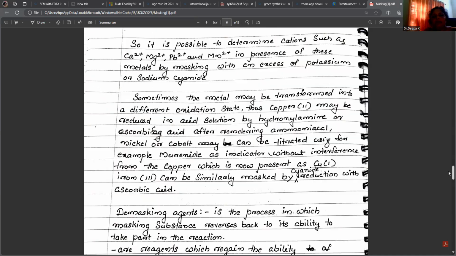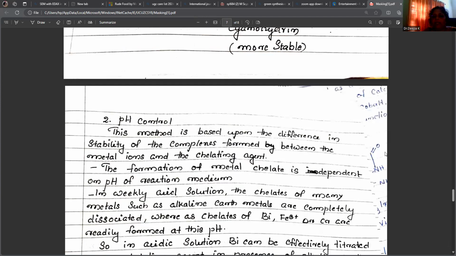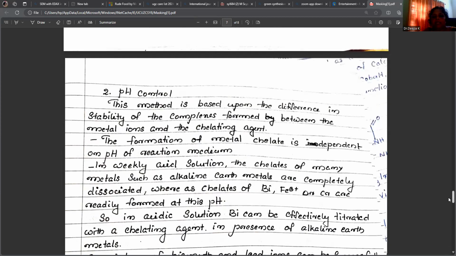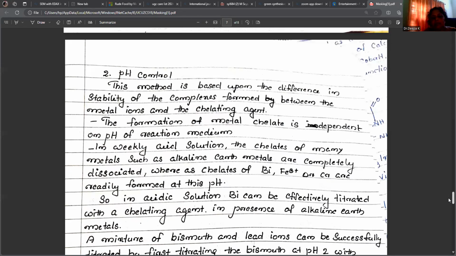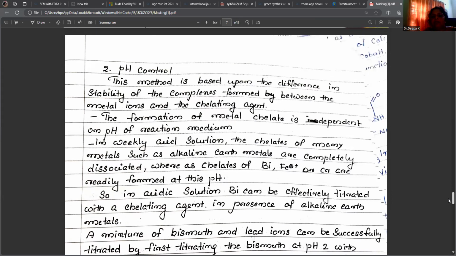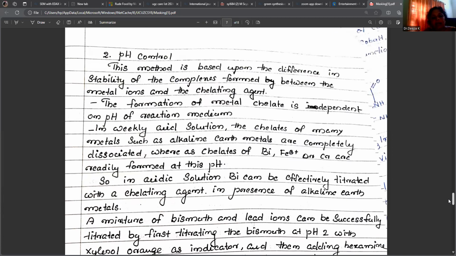The other method to increase selectivity is pH control. This method is based on the difference in stability of the complexes formed between the metal ions and chelating agents. The formation of metal chelate depends on the pH of the reaction medium. In a weakly acidic solution, the chelates of many metals such as alkaline earth metals are completely dissociated, whereas chelates of bismuth, Fe3+ or chromium are readily formed at this pH. So in acidic solution, bismuth can be effectively titrated with a chelating agent in presence of alkaline earth metals.